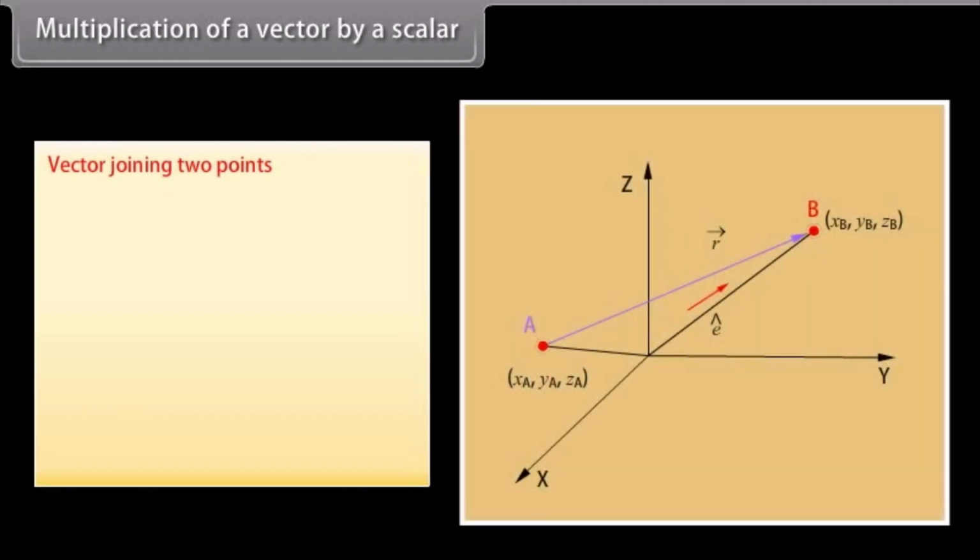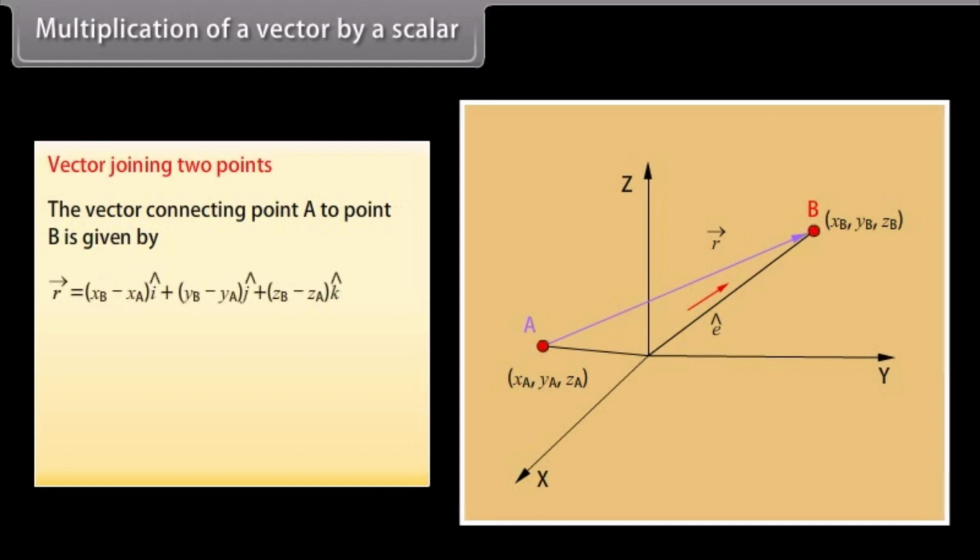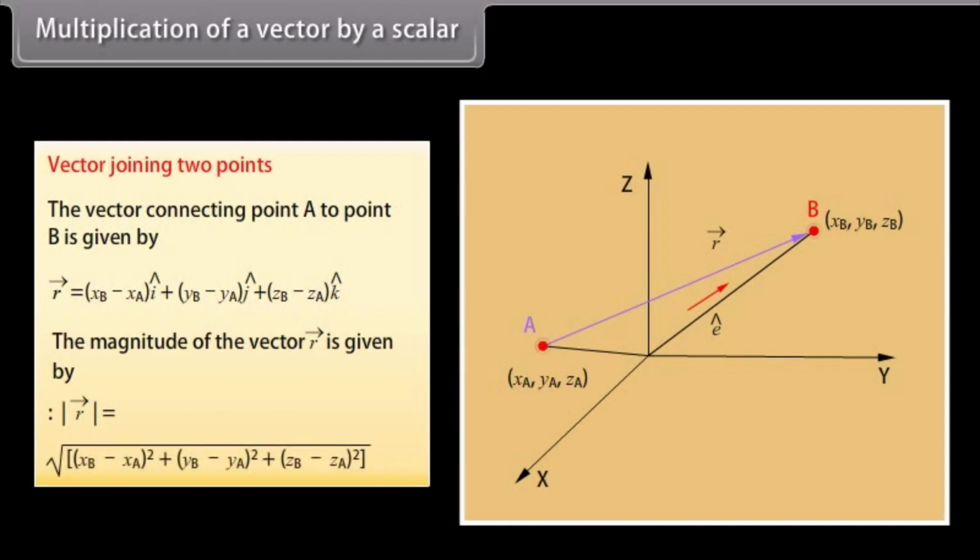Multiplication of a vector by a scalar. Vector joining two points. The vector connecting point A to point B is given by vector R equals xb minus xa cap I plus yb minus ya cap j plus zb minus za cap k. The magnitude of the vector R is square root of xb minus xa whole square plus yb minus ya whole square plus zb minus za whole square.